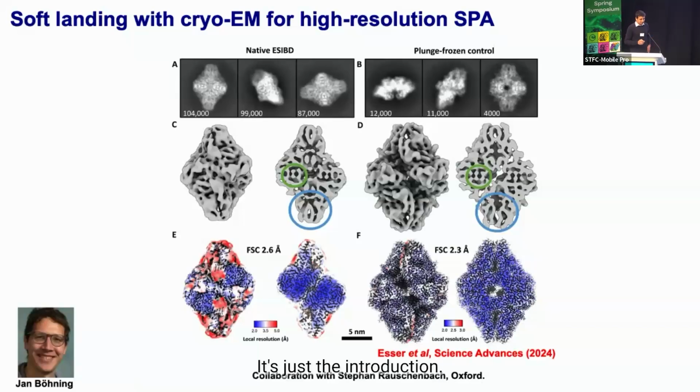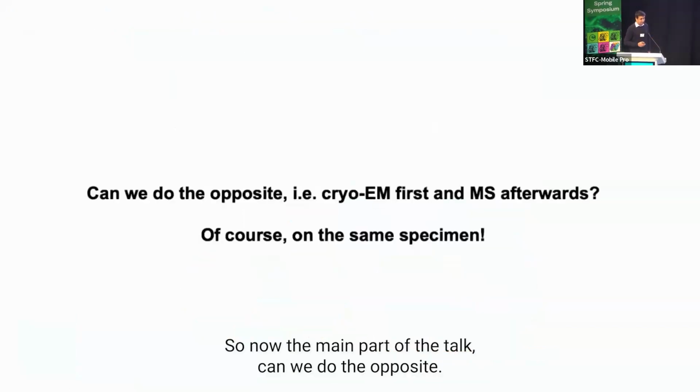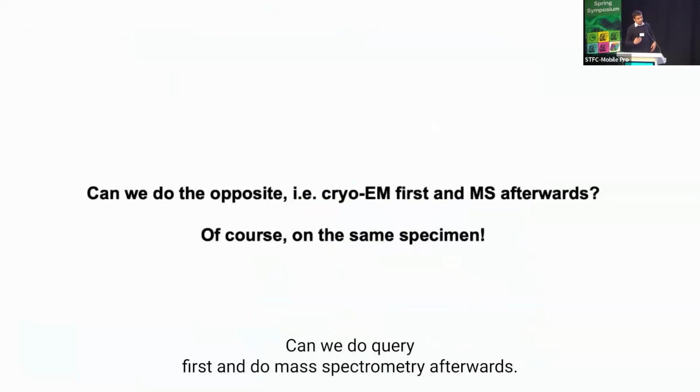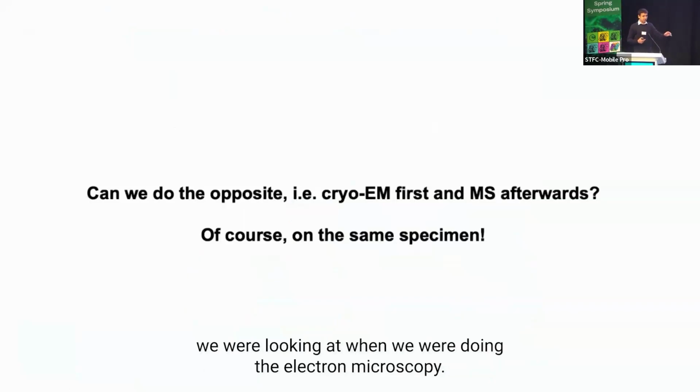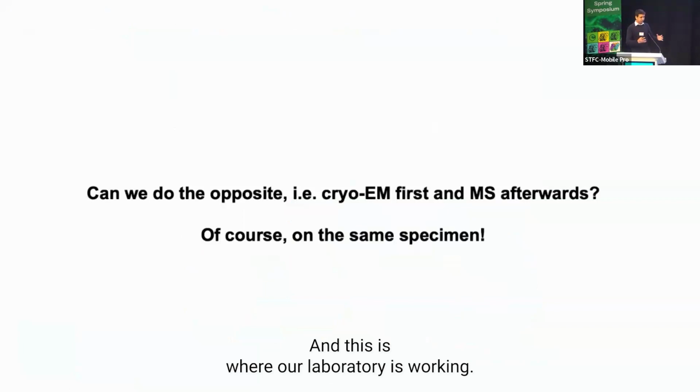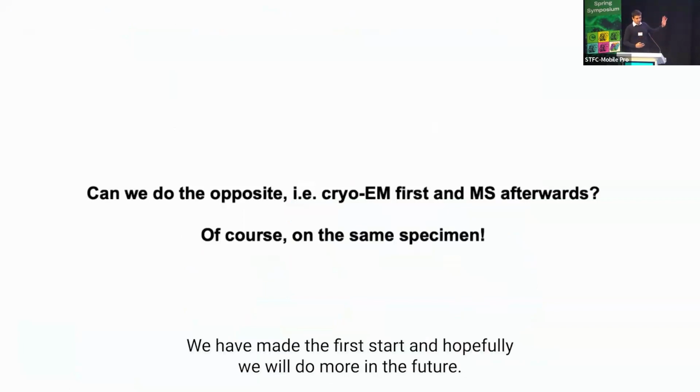So that's just the introduction. Now the main part of the talk: can we do the opposite? This is where we wanted to develop further. Can we do cryo-EM first and do mass spectrometry afterwards, and of course on the same specimen, so that we can figure out what exactly we were looking at when we were doing the cryo-electron microscopy? This is where our laboratory is working. We have made the first start, and hopefully we will do more in the future.